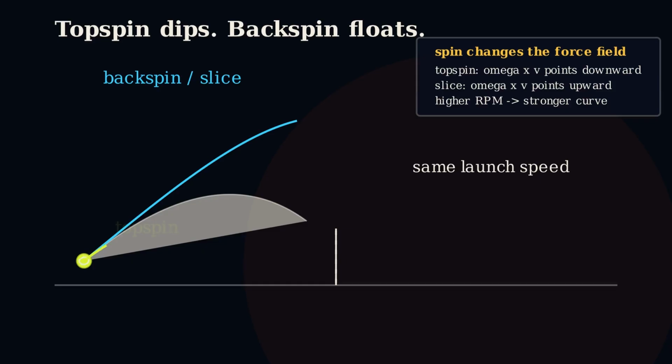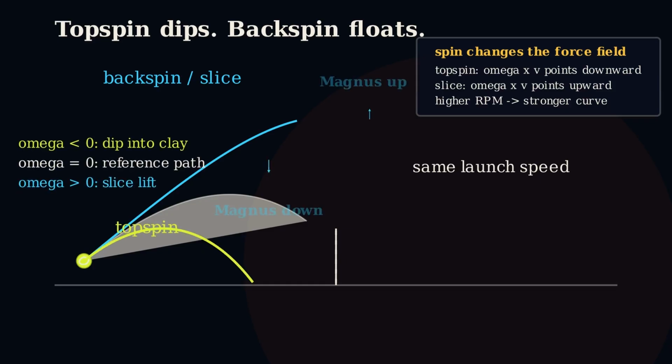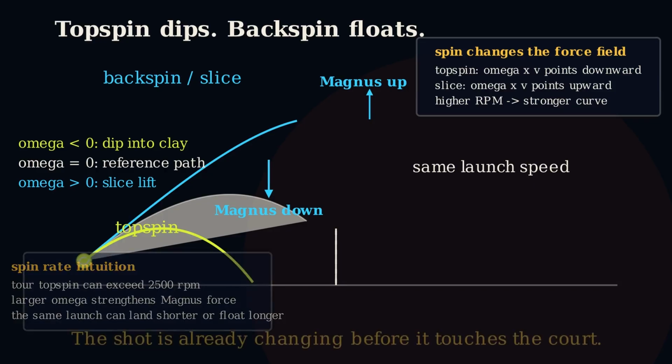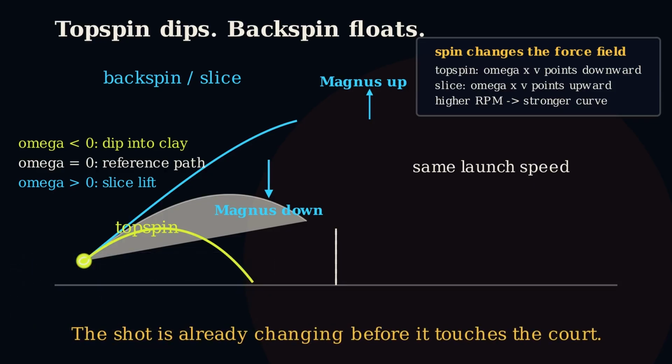With topspin, omega cross velocity points the force downward, so the ball dips into the court sooner. With backspin, the force points more upward. The slice floats longer and stays on a different trajectory. Spin rate matters too. Top-level topspin can exceed 2,500 revolutions per minute, and larger omega strengthens the Magnus effect. The shot is changing before it ever touches the surface.